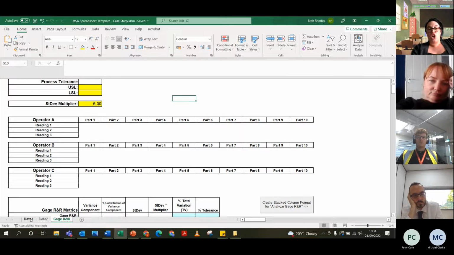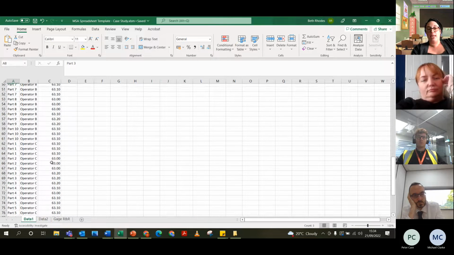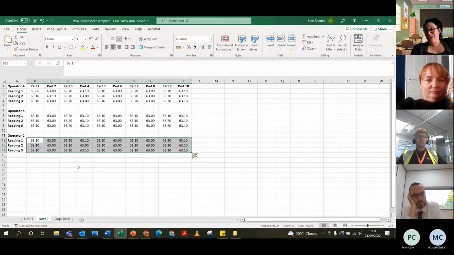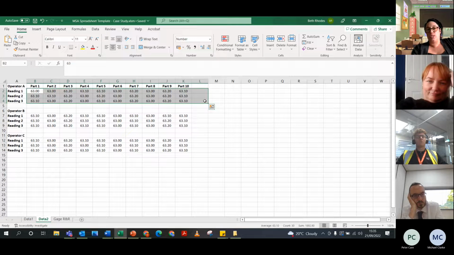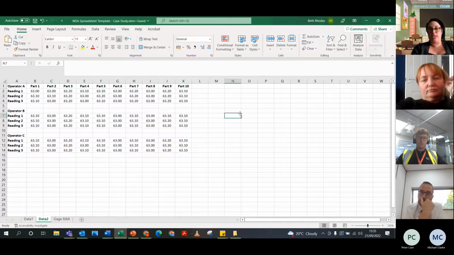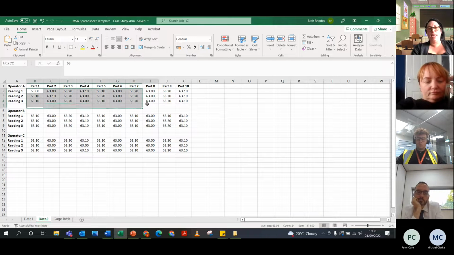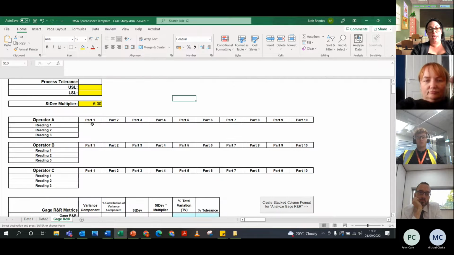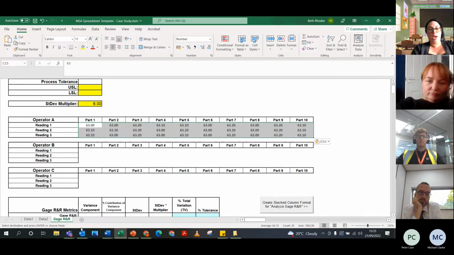Having the data in a giant long list like this really doesn't help you when you have to transfer it into your gauge R&R template. So please check one I did earlier. I've taken those measurements and laid them out as they would sit. I've put the parts across the top, and each operator has their own table with their 1, 2, 3 readings for each part. So I'm going to start transferring this detail over to my gauge R&R spreadsheet.